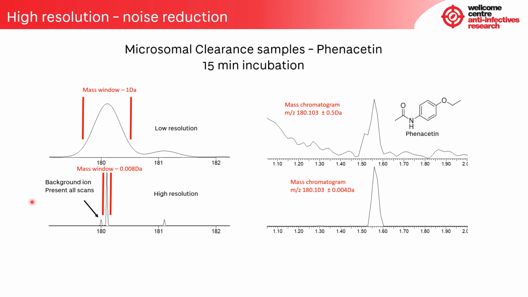By contrast, under high-res conditions, using a narrow mass window of approximately 0.008 of a Dalton, which is roughly plus or minus 20 ppm, the background or impurity ion is now excluded, and on the mass chromatogram there is virtually no noise. The peak shape is good and can be integrated accurately.